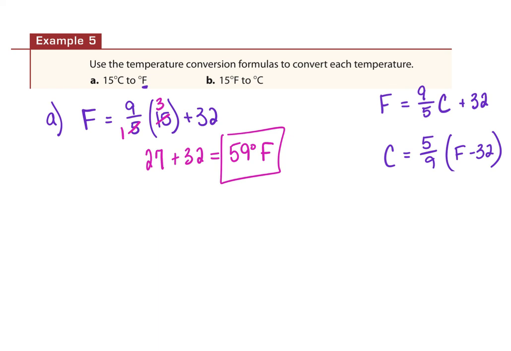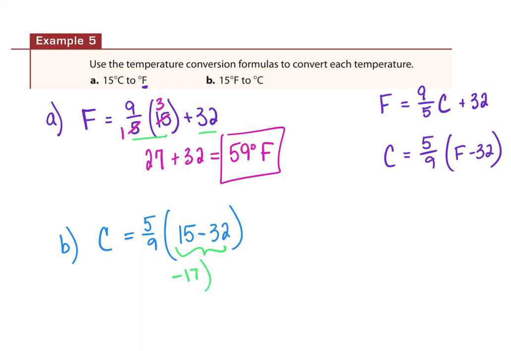And then vice versa, look at B. They want me to go back, not from the same temperature, obviously, but they've given me Fahrenheit and they want Celsius. So for this one, I'm just going to plug it in. 5/9, my Fahrenheit is 15 minus my 32. And again, I'm going to do order of operations here, right? I did it up here. I did my multiplication, then my addition. Here I'm going to do my grouping. 15 minus 32 is -17. And I'm going to multiply that by 5/9.